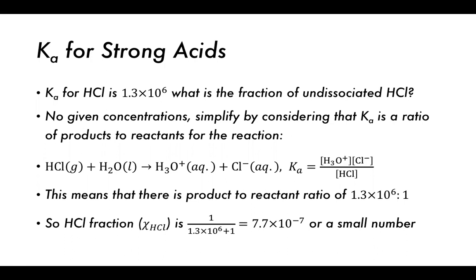So the HCl fraction unreacted is going to be 1, which is the one from here, the undissociated, divided by 1.3 times 10 to the minus 6 plus 1, which is the total number in the system. And so that's going to be 7.7 times 10 to the minus something, a really small number. So basically none of the HCl is going to be in solution as HCl, it's all going to be dissociated.